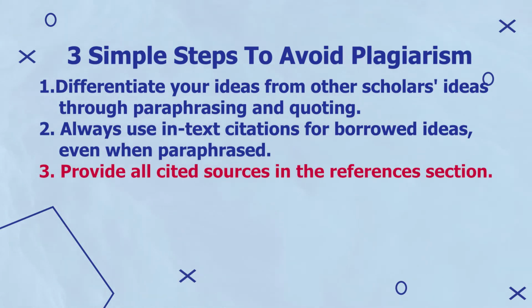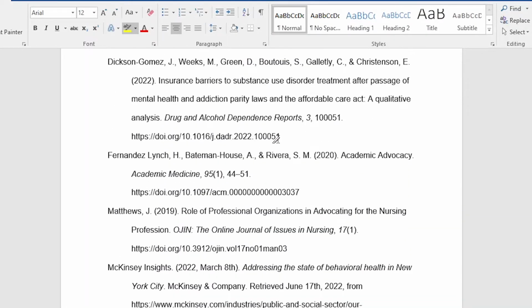The third way you can avoid plagiarism is to provide all cited sources in the references section. After you provide in-text citation, it's important to provide bibliography entries of the original sources in the reference section. All cited sources in your work should therefore be noted down in the reference section.